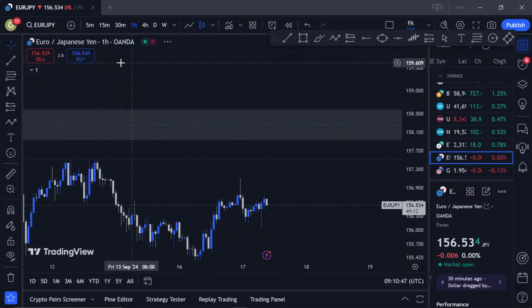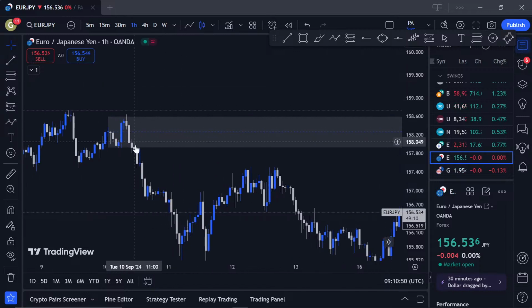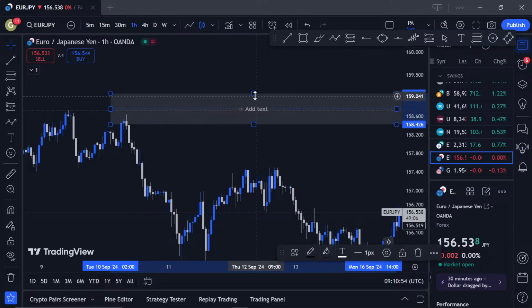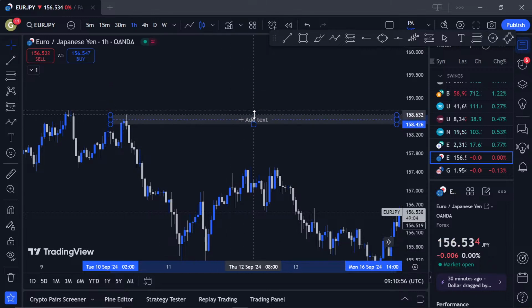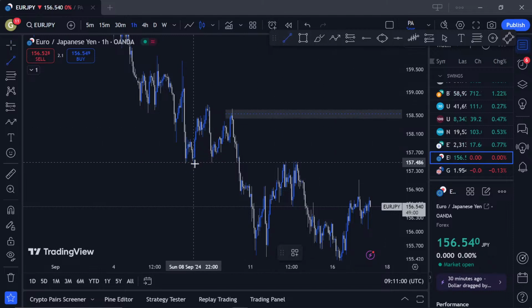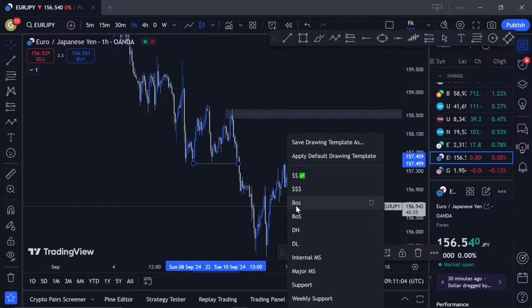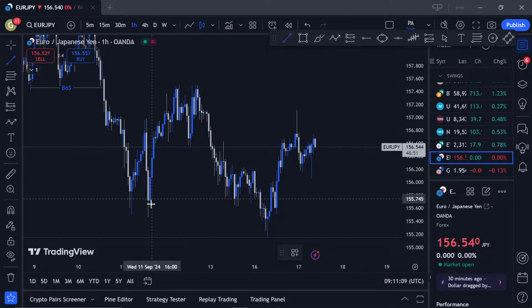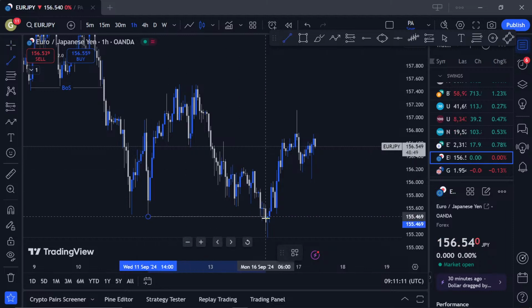Then I'll come back to the 1 hour time frame first. Then I'll minimize this one to this last bullish candle before the bearish downside. Here is a break of structure on the downtrend that we are looking forward to short. Here's another break of structure right here.